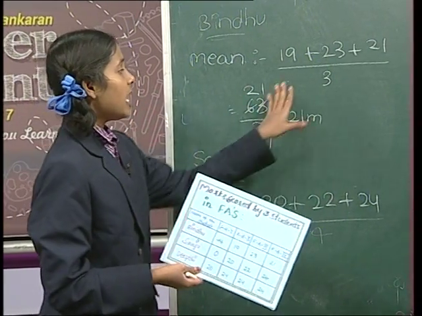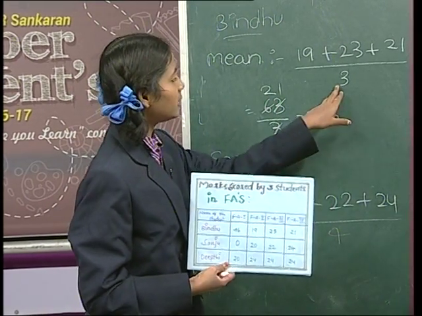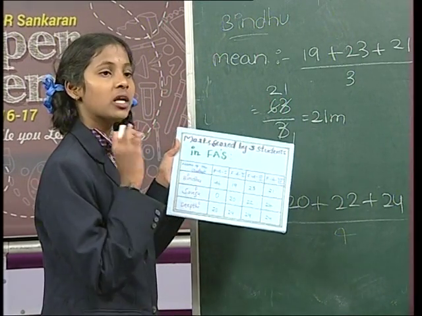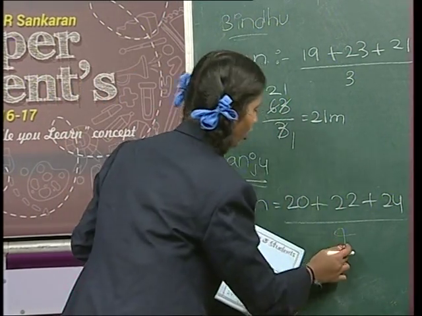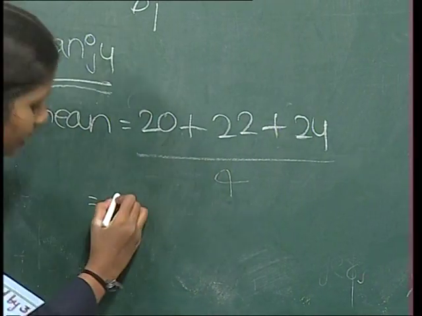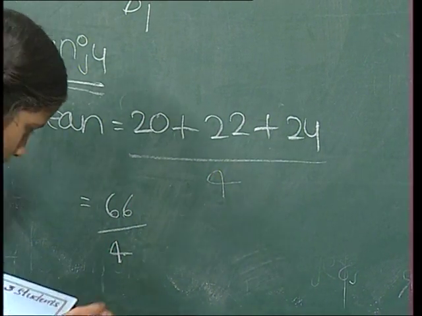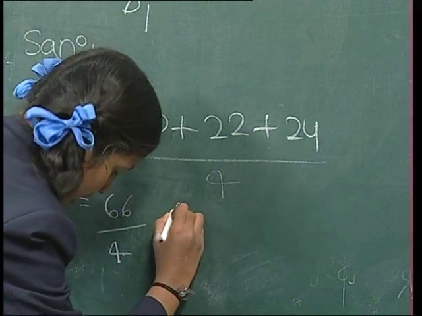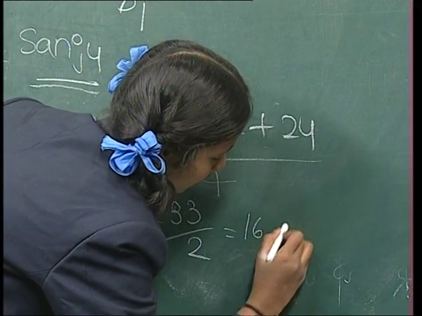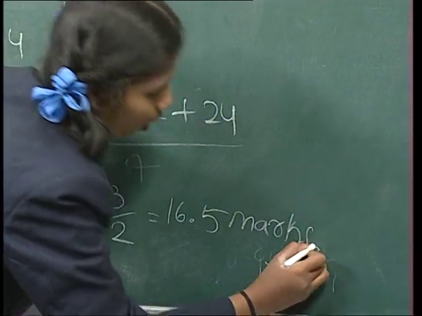Why do we divide with 4? Because in the first problem, Bindu attempted only 3 tests, so we divide with 3. Here she attempted 4 tests, but in FA1 she got 0. So we divide with 4. The sum of all these marks of Sanju is 66. 66 by 4 is equal to 33 by 2, which is equal to 16.5. The average of Sanju's marks is 16.5.